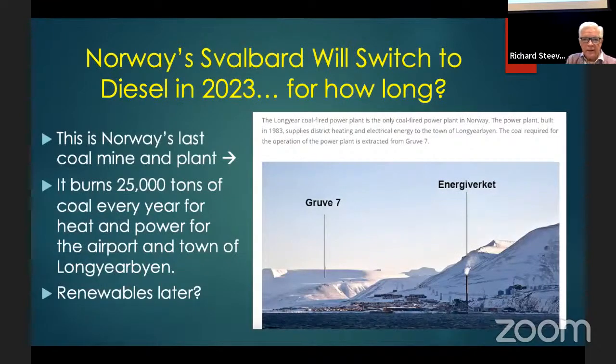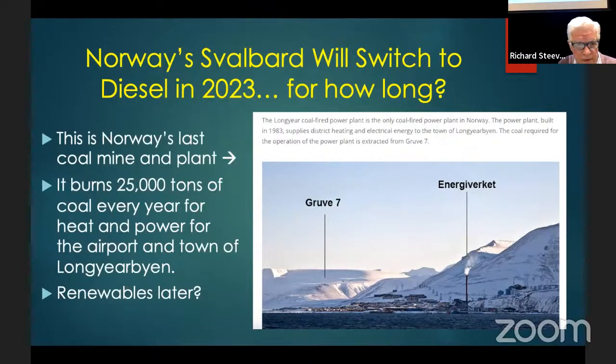One last slide of Svalbard. This was just taken recently from a website. This is the last coal mine, called Gruva 7. Doesn't it sound so Swedish? Gruva. And it's right there. And then Energiverket is where they burn the stuff. And you can see the power lines going off to other parts of Spitsbergen.